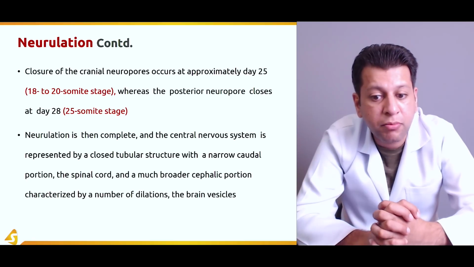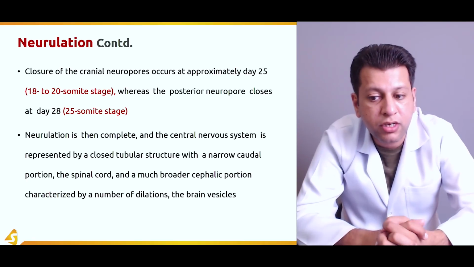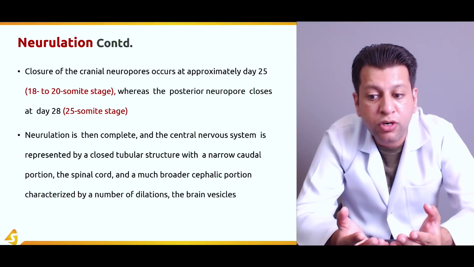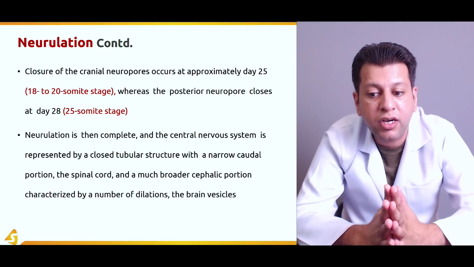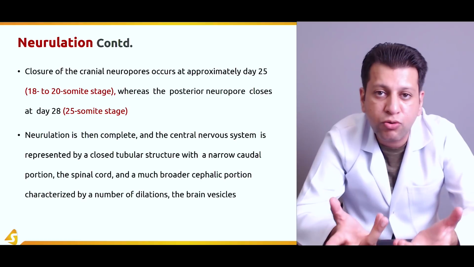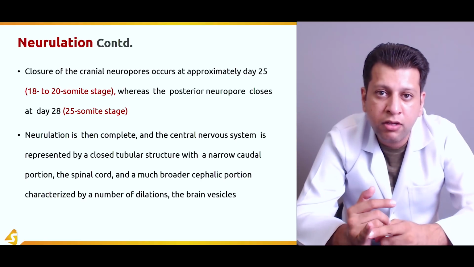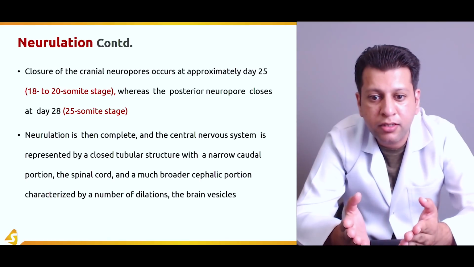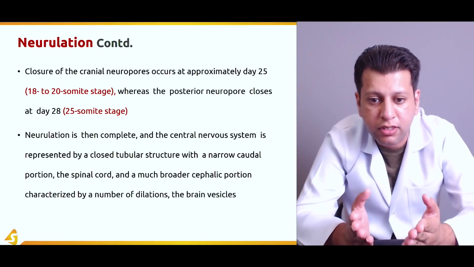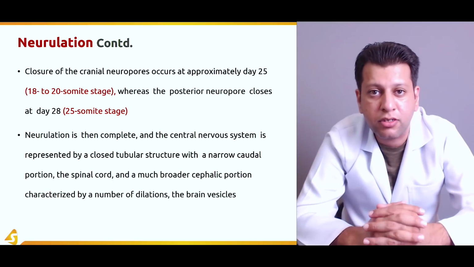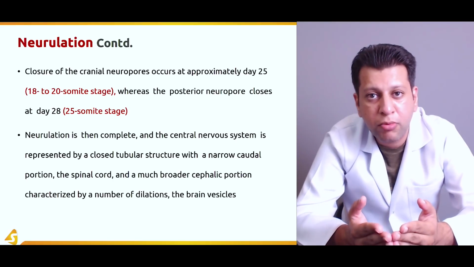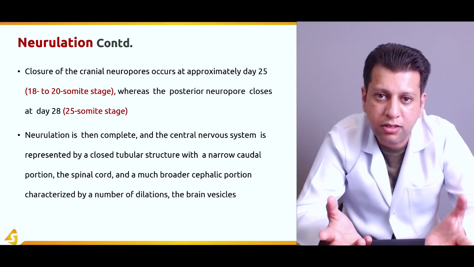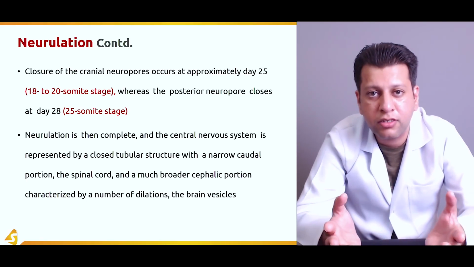The central nervous system is represented by a closed tubular structure with a narrow caudal portion, the spinal cord, and a broader cephalic portion characterized by a number of dilatations and brain vesicles. So mainly the brain, the cerebellum, the spinal cord, and all this will be formed by this neurulation. In adults, this is represented by this structure. If there is an abnormality in the posterior neuropore or anterior neuropore, different clinical entities appear.